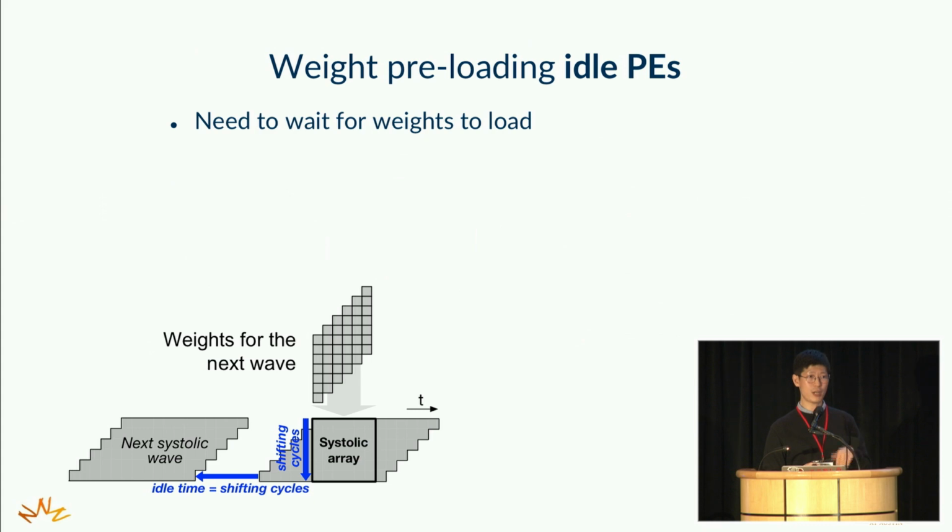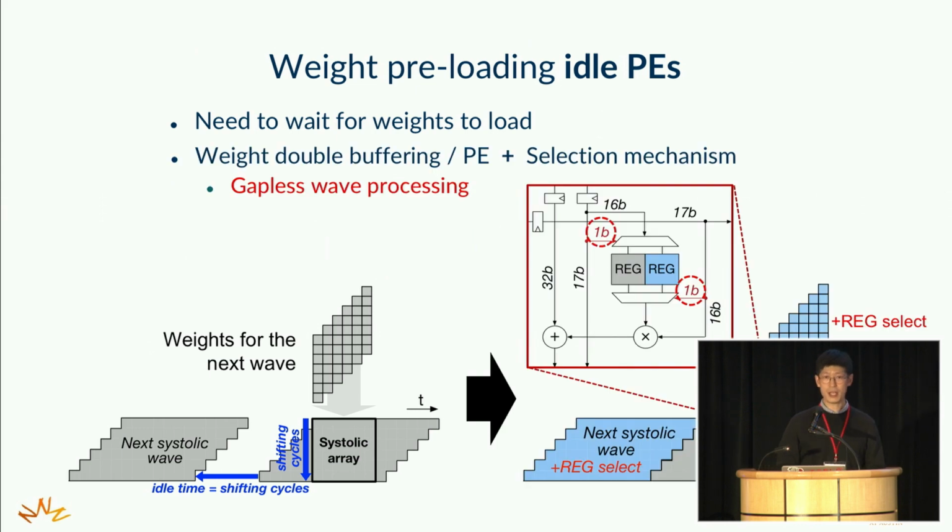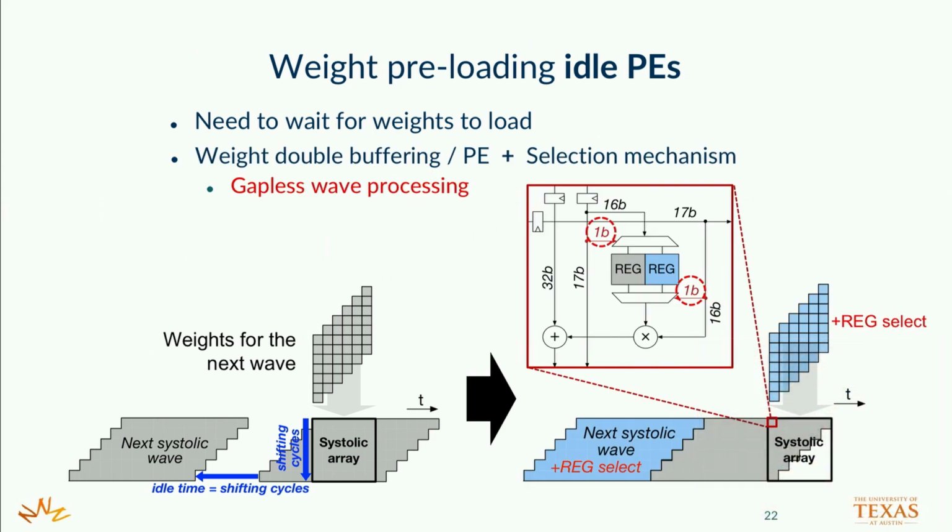So basically, there are systolic array height number of idle cycles between waves. So we basically add an additional register to double buffer the weights for the current wave and the following wave. And then we use additional register selection signals for weights and features. So now the new figure on the right shows that the weights for the following wave can actually be shifted into the systolic array even before the current wave is fully processed. So it basically removes all the gap between two systolic waves.